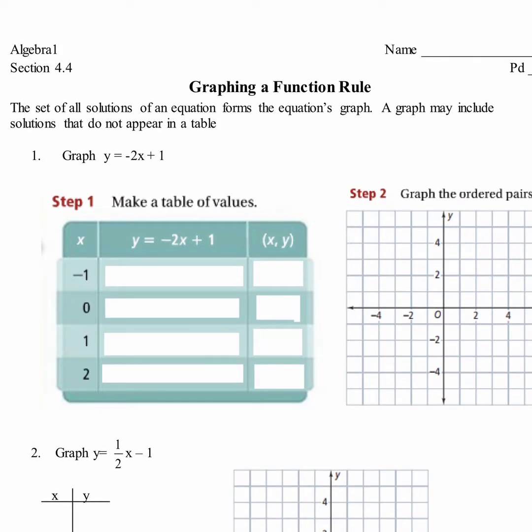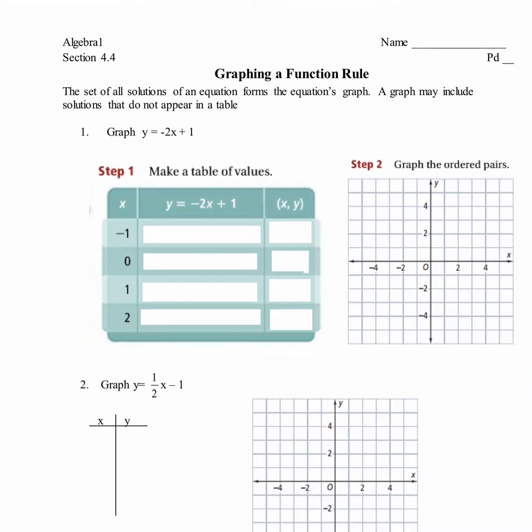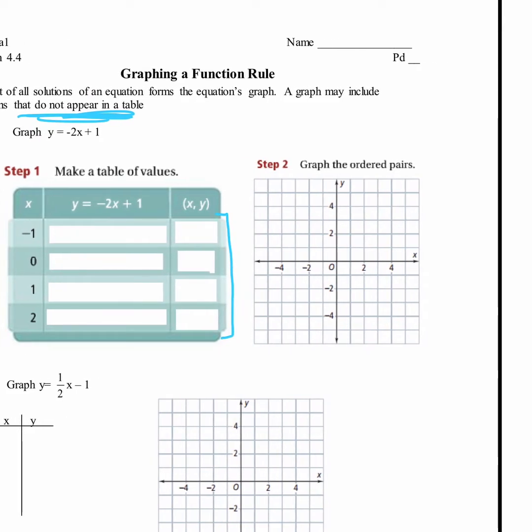All right, so today we are doing section 4.4, which is graphing a function rule. The set of all solutions of an equation forms the equation's graph. A graph may include solutions that do not appear in the table. So all this is saying is just because you see 4 ordered pairs here once we fill this table out, that does not mean that there are only 4 ordered pairs in the graph.